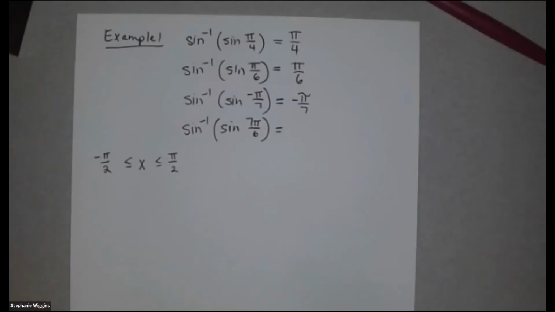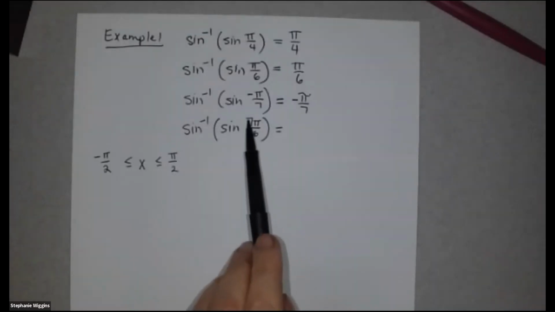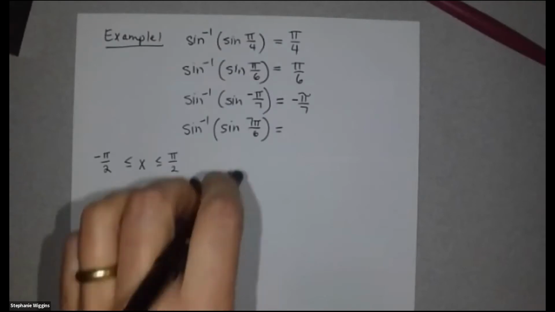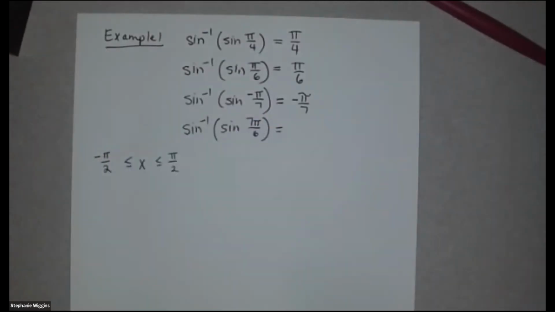Well, we have to have our range in between there. And so this particular angle is not in that. And so we need to convert this to get it within that range. So let's just graph 7 pi over 6.